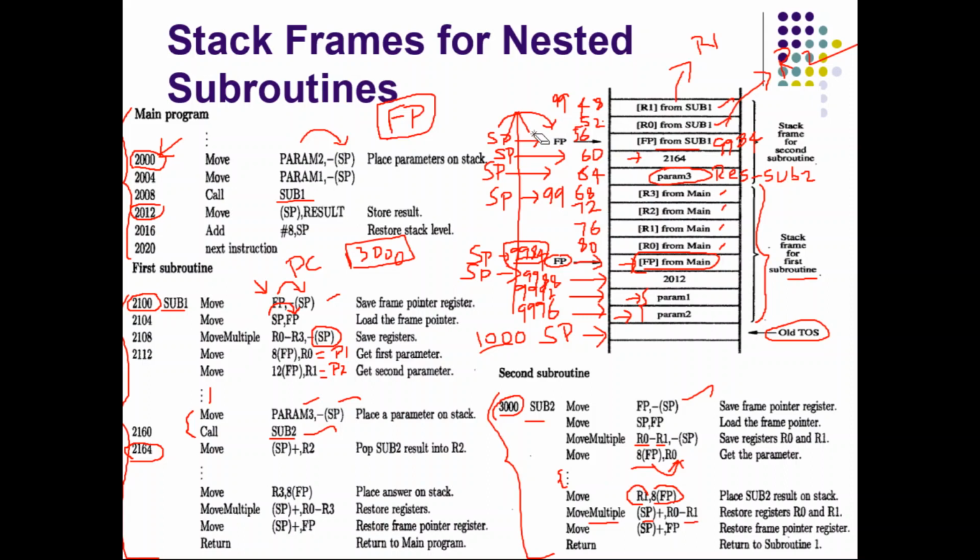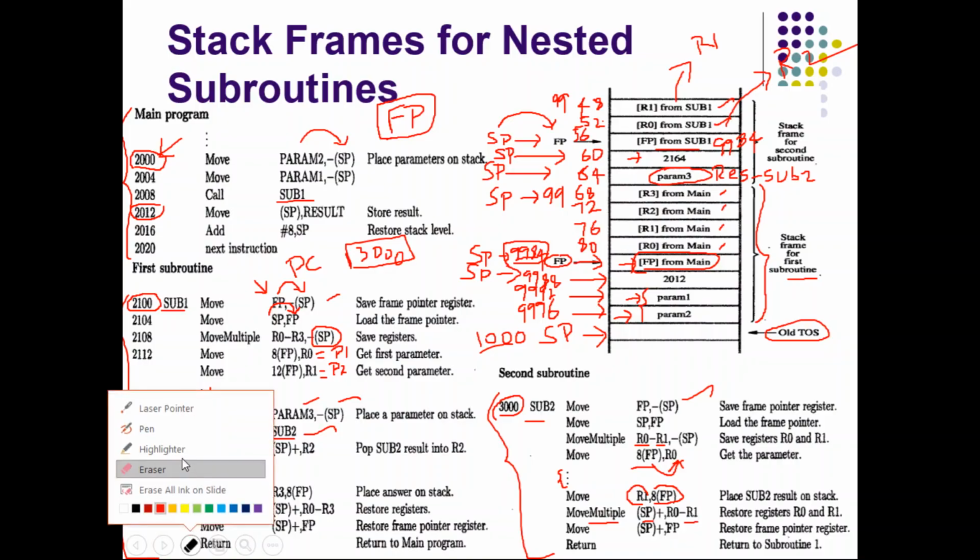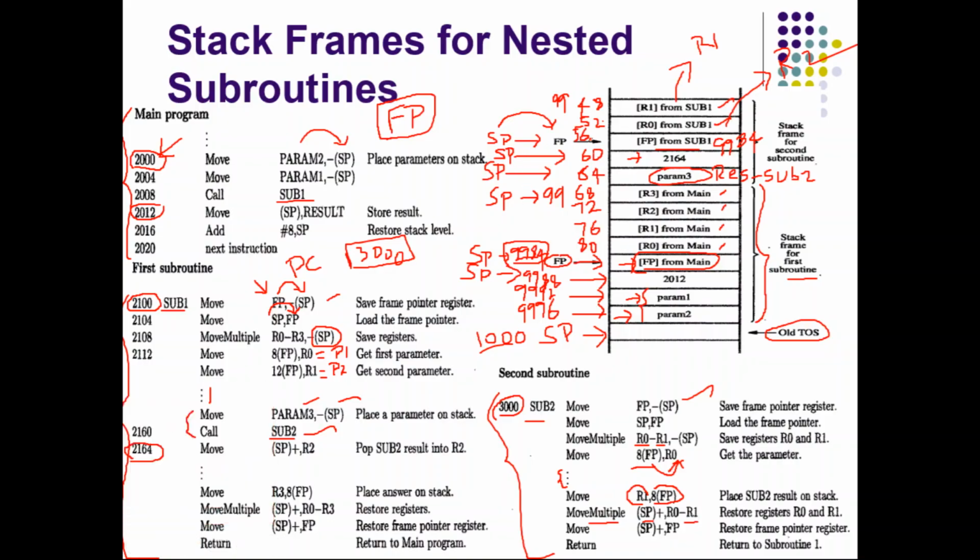So this is how the things are working. Currently sp is also pointing to 9956 and fp is also pointing to 9956. This content was moved to r1, and this was moved to r2.